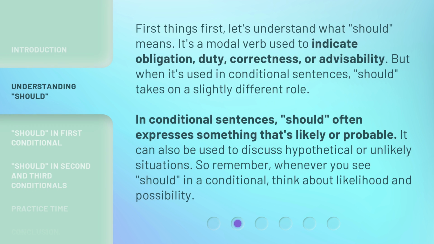First things first, let's understand what should means. It's a modal verb used to indicate obligation, duty, correctness, or advisability. But when it's used in conditional sentences, should takes on a slightly different role. In conditional sentences, should often expresses something that's likely or probable. It can also be used to discuss hypothetical or unlikely situations. So remember, whenever you see should in a conditional, think about likelihood and possibility.